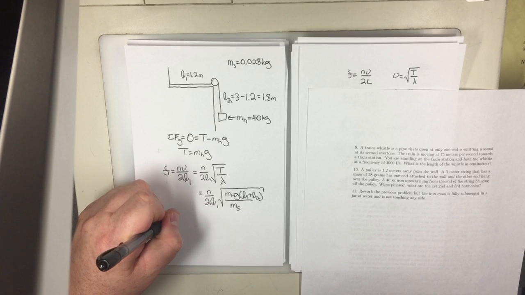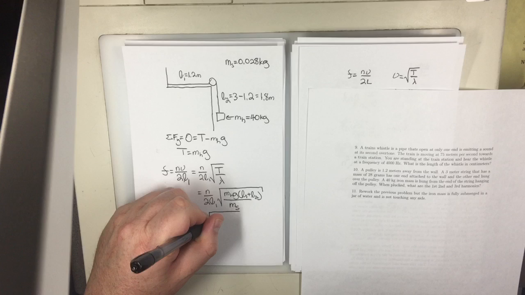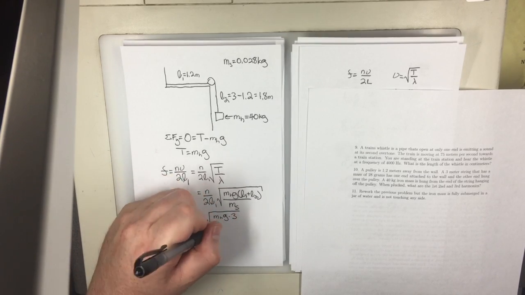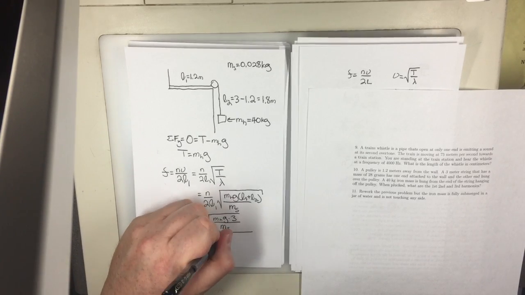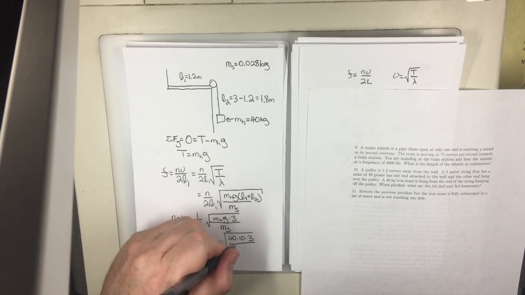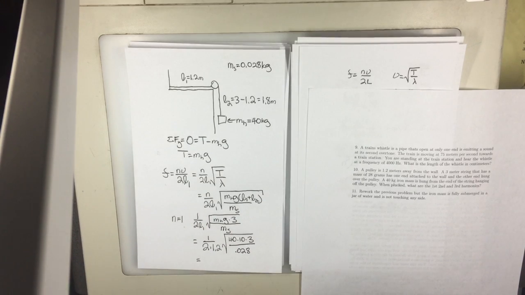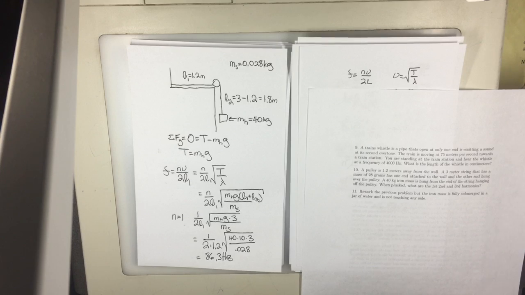Now, when n is 1, you're just left with 1 over 2L1 times the square root of hanging mass, gravity. I'm just going to substitute in 3 right there. And the mass of the string. So this becomes 1 over 2 times 1.2, hanging mass 40, gravity 10, L1 plus L2 3. Mass of the string 0.028. And you get a frequency of 400 times 3 divided by 0.028. I'm going to square root that and then divide by 2.4. So I get a frequency of 86.3 hertz.